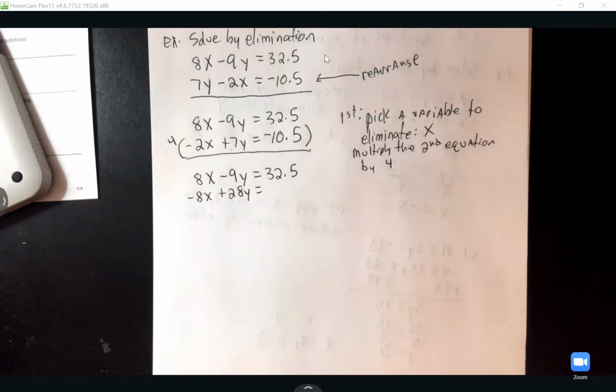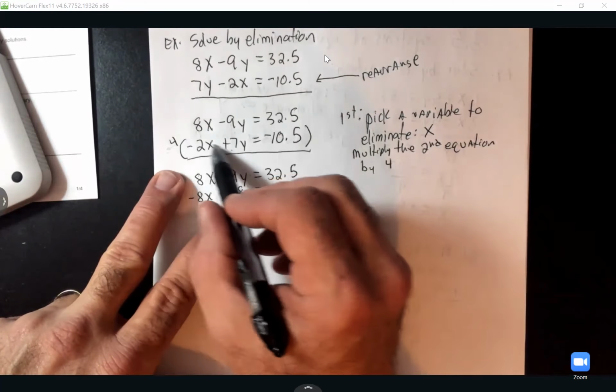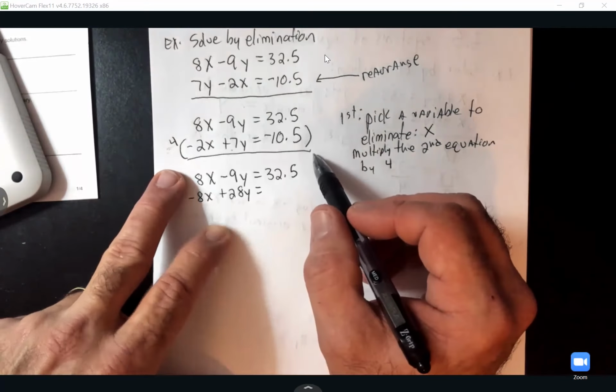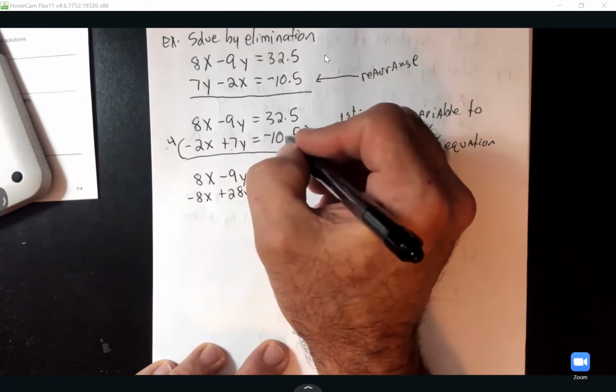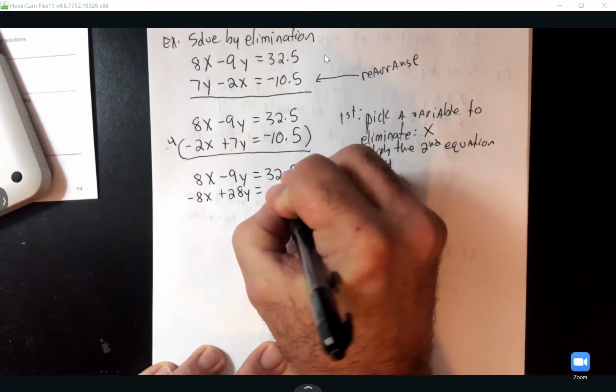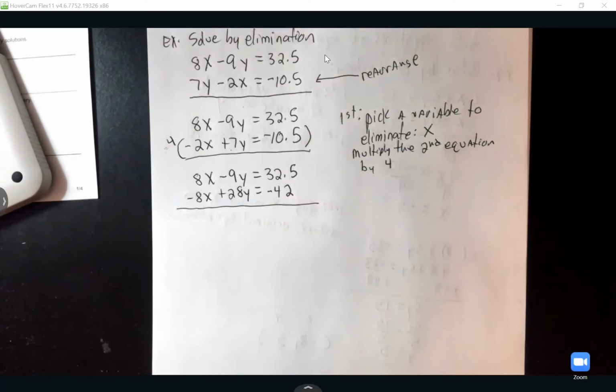Why did you put it in the parentheses? Right here, that way you would know to multiply that 4 by everything in that row. Okay. So multiplying this 4 times negative 10.5 gave me negative 42. Equations are like this: if I multiply one thing in that equation by a 4, I have to do every single thing in that equation, okay?